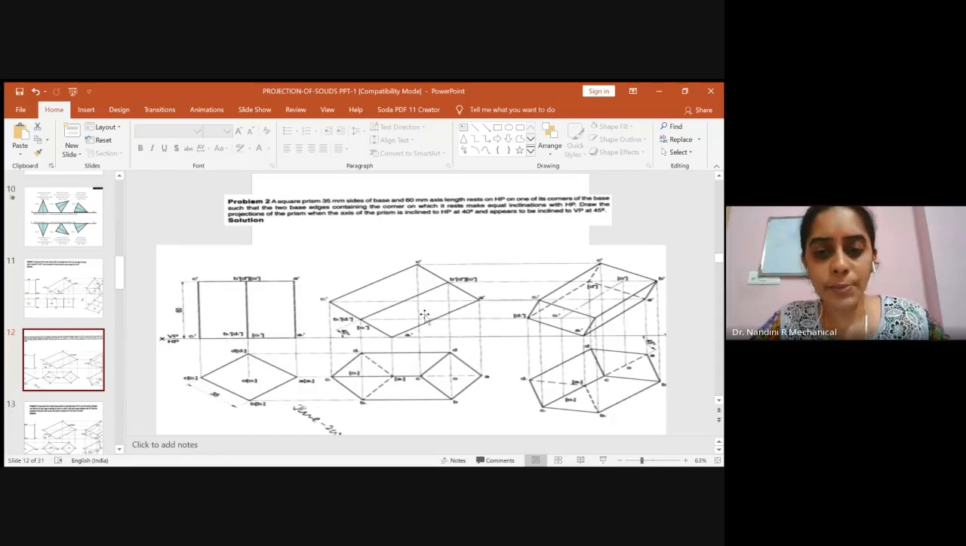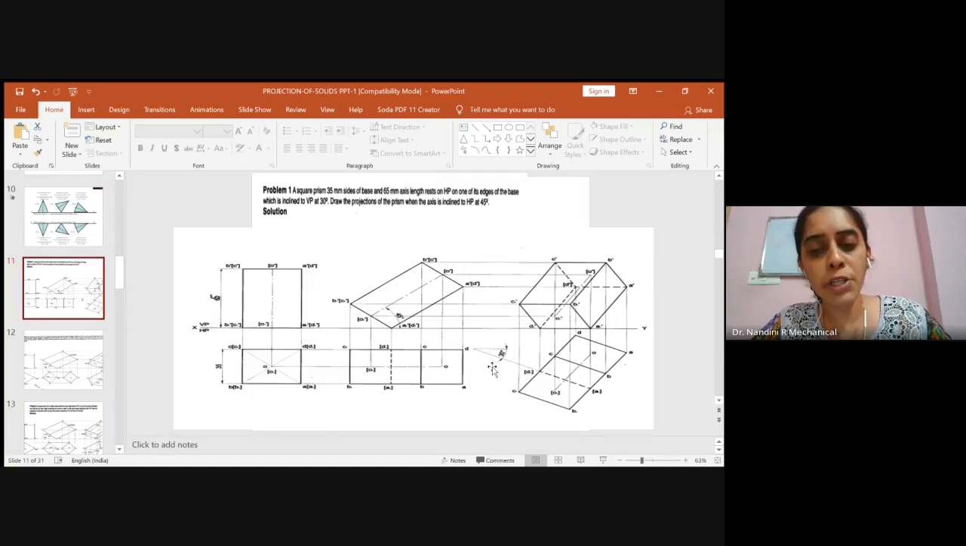So once it has been done, please go through the last part. What is being asked? It is being told that the axis of the prism, which was inclined at 40 degrees, is now inclined at 45 degrees. So it is a problem on the axis and not on the side. In the previous problem, it was told that one of the sides was inclined at 30 degrees to the VP.